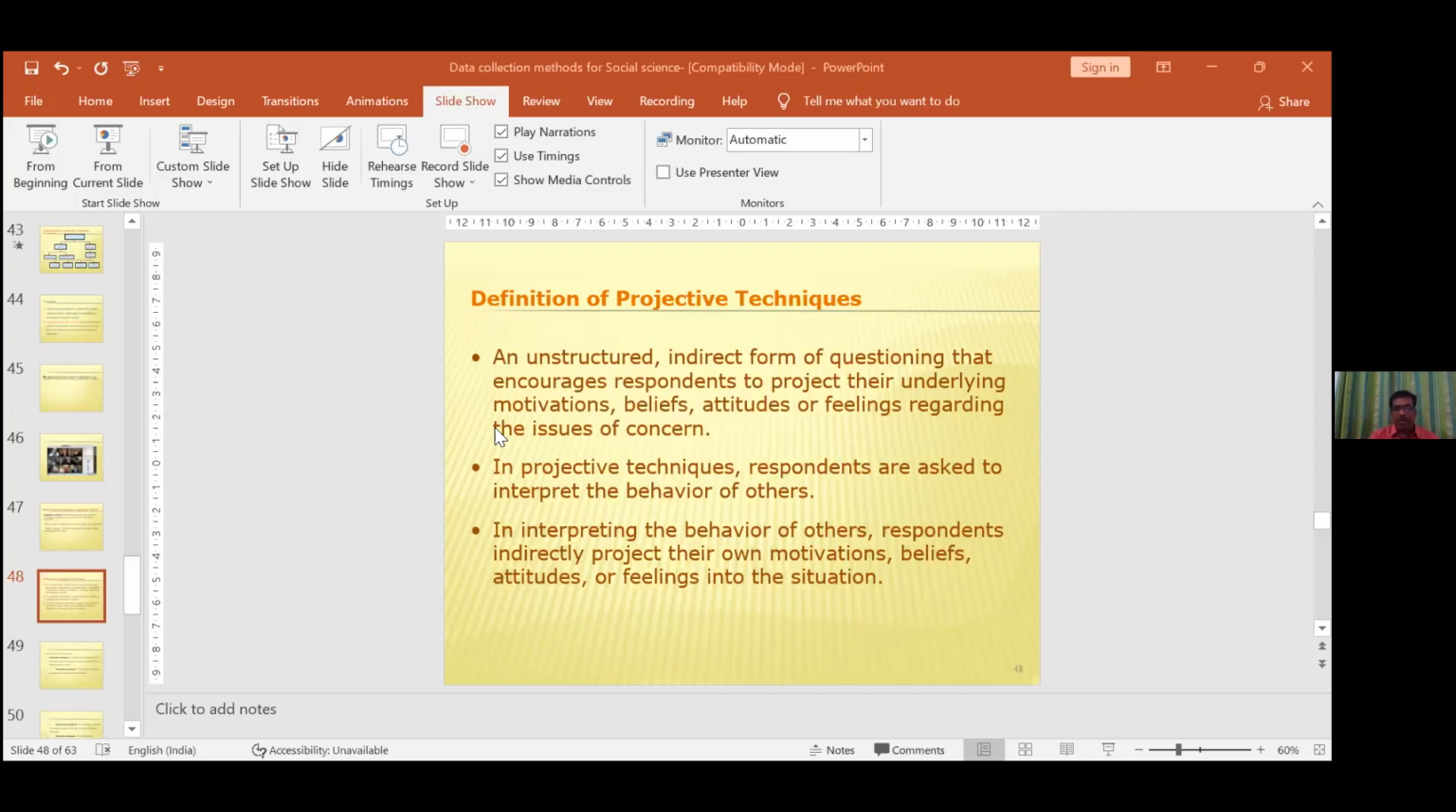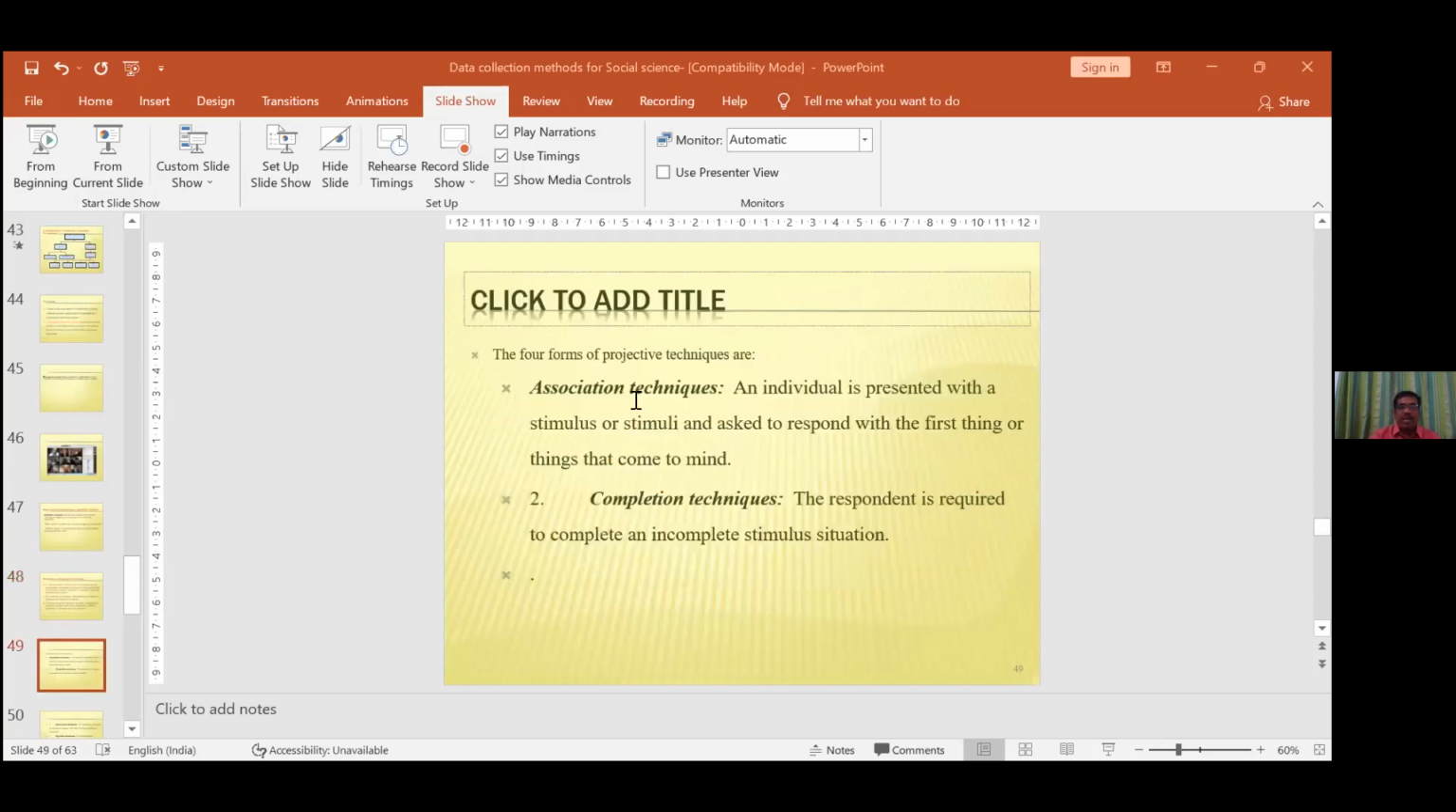So you have asked, what's your opinion? What's your underlying motivation about consumption of alcohol? When the person says, no, it's good. Everybody is taking alcohol. What is wrong in this? When he says that, what does it mean? He is also fond of alcohol. He is also fond of this habit. This is a way of getting data. This is a projective technique.